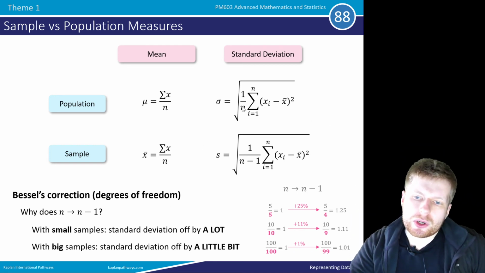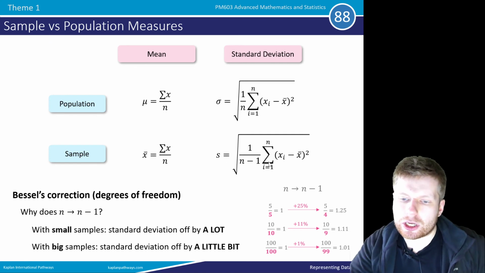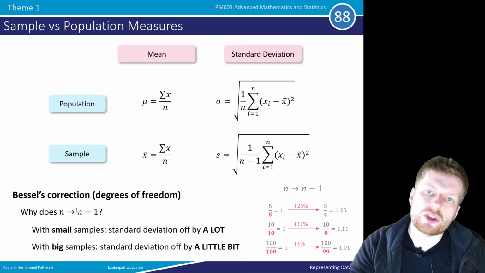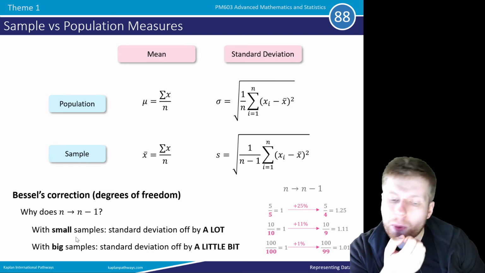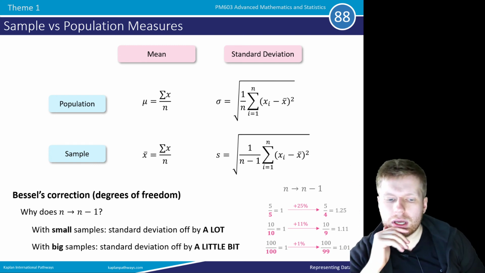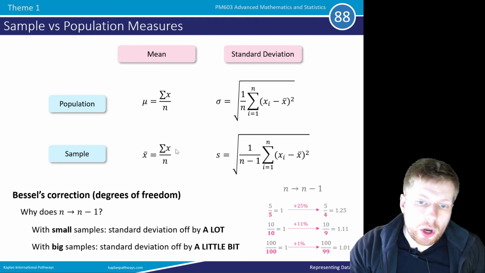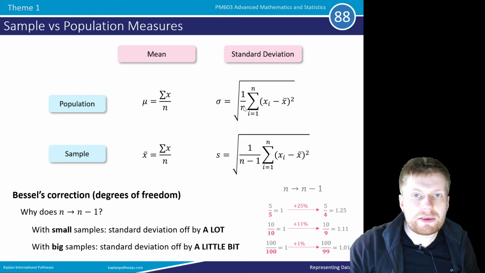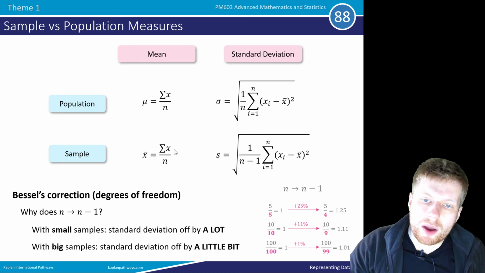So if you've ever wondered why this formula has n on the denominator if it's a population, but n minus 1 on the denominator if it's a sample, this is the reason. It's degrees of freedom, or Bessel's correction. It's this idea that for small samples, the standard deviation will be off by a lot from the true population standard deviation, whereas with big samples, the standard deviation will only be off by a little bit. You'll notice for mean, we don't need to do this n minus 1 correction. So it's only for standard deviation. The n becomes n minus 1 if you're dealing with a sample, whereas for mean, you don't need to worry about that.